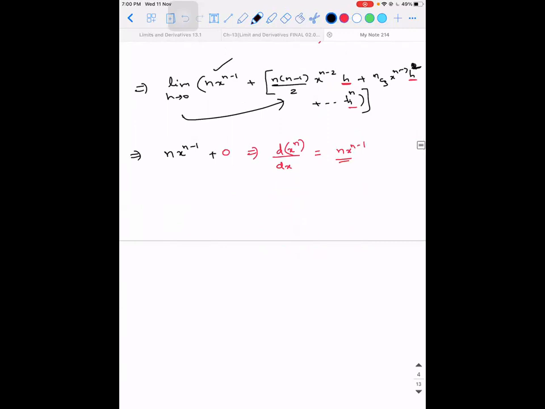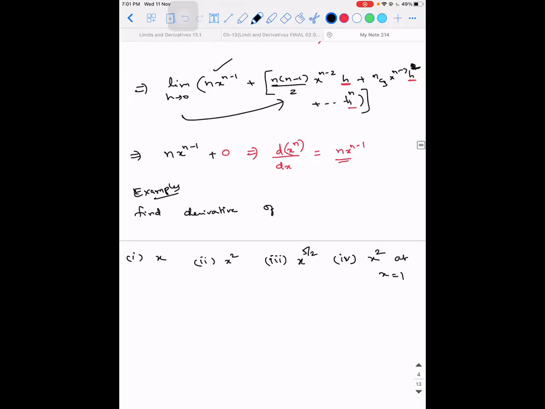Now listen guys. Some examples. Find the derivative of, I'll randomly give you some functions: x, x square, and x power 5 by 2. Now tell me, how to do the first one?